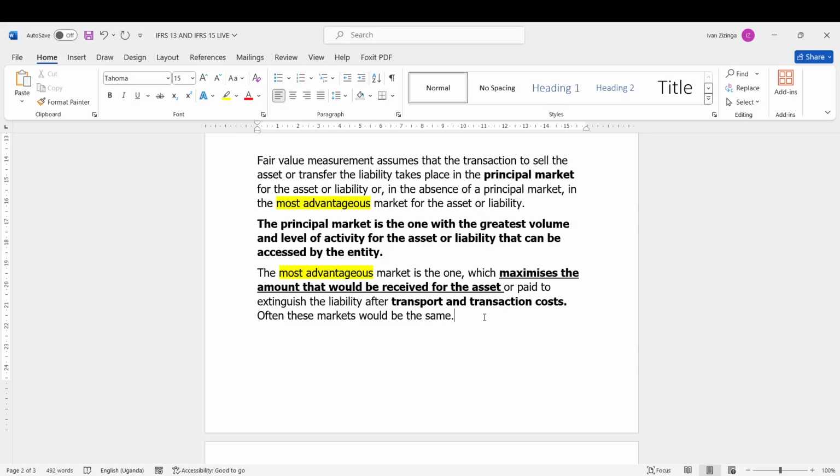Perfect. Well said. We do not consider transaction costs when we want to get the fair value. So, for us to identify the most advantageous market, we got our selling price, removed transport cost, removed transaction costs. The one that gives us the highest value is the most advantageous. Now we need to attach a fair value to the asset, to the bull. There we look at the selling price. We remove the transport costs.